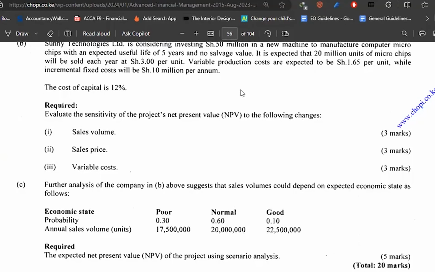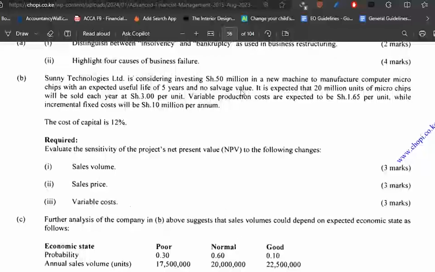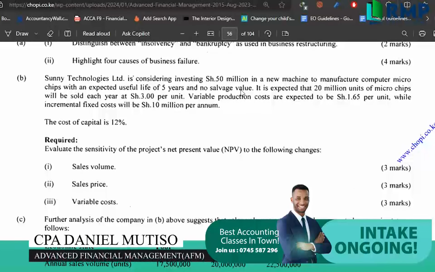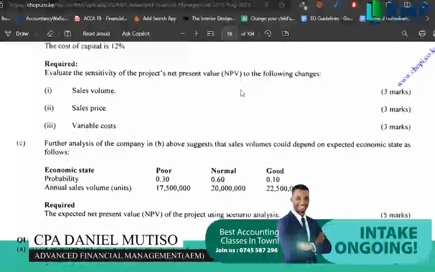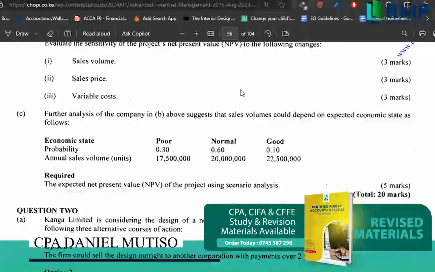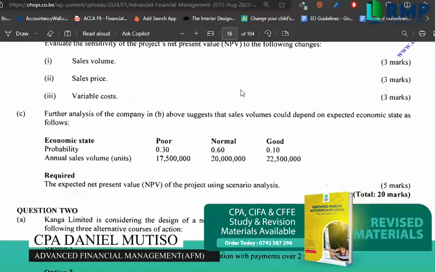This year. Remember, this is the question which we did last time, and we were able to check on the sensitivity of the project net present value. We did it, and we were able to understand as per my assumption. Now, when you look at part C of that question, we have been told, further analysis of the company in B above suggests that the sales volume could depend on the expected economic states as follows. When you look at the poor, normal, and good, they have already provided you with the probabilities.